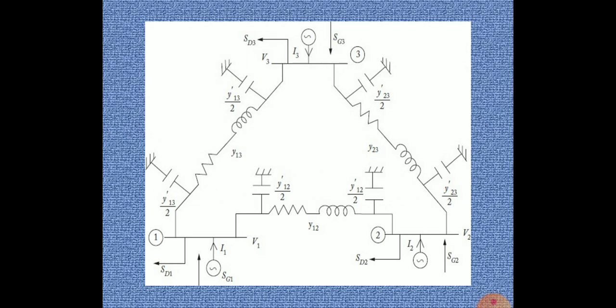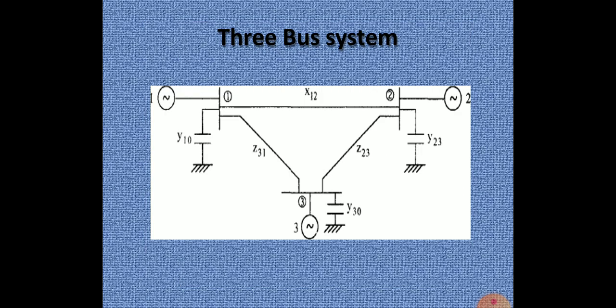The next one is between bus number 1 and 3. Y13 represents the admittance value, in which the half-line charging capacitances are indicated as Y13 dash by 2 on both sides. Between bus 2 and 3, the admittance value Y of 2, 3 is connected, with two half-line charging capacitances, denoted as Y23 dash by 2 and Y23 dash by 2. So this is a sample 3-bus system.